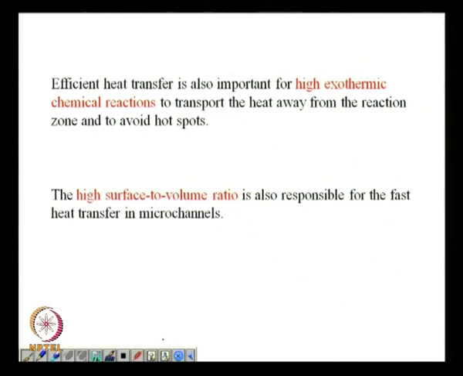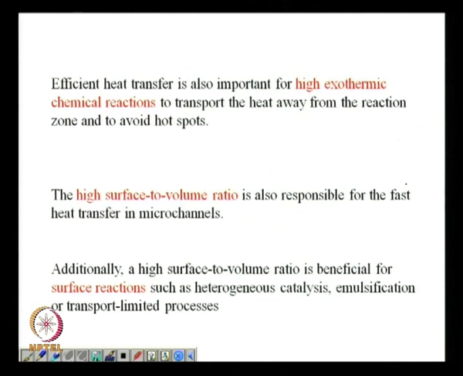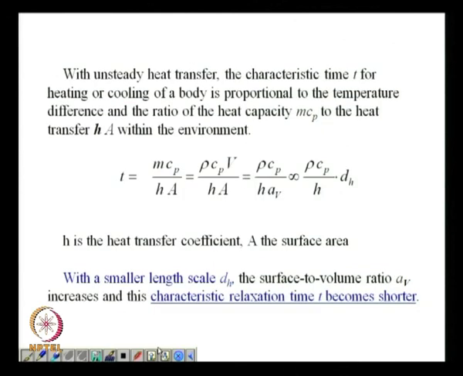So, we need to look at the requirement of efficient heat transfer for highly exothermic reactions, and this slide is essentially a summary of what we have covered so far. We know that high surface to volume ratio is responsible for fast heat transfer in microchannels, and additionally the very high surface to volume ratio is beneficial for surface reactions such as catalysis, heterogeneous catalysis, emulsification or other transport limited processes. And this again tells us something about the time scale involved in unsteady state heat transfer processes. With a smaller length scale, the characteristic relaxation time also becomes shorter, and we will have a faster reaction taking place. The system is going to reach steady state at a much smaller time than that of a macro system.